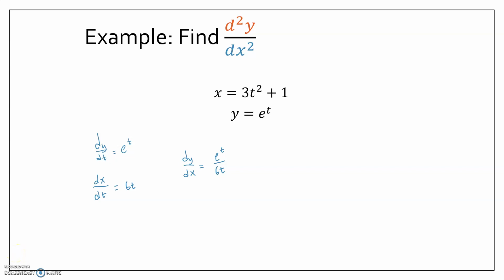Derivative is e to the t over 6t, and if I want to do a second derivative of that, I have to take a derivative of this with respect to t and divide it by dx dt again. So I need to divide by 6t again. I've got quotient rule again, so it's going to be low d high minus high d low all over the square of what's below.